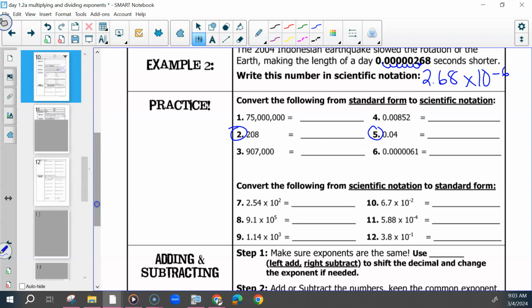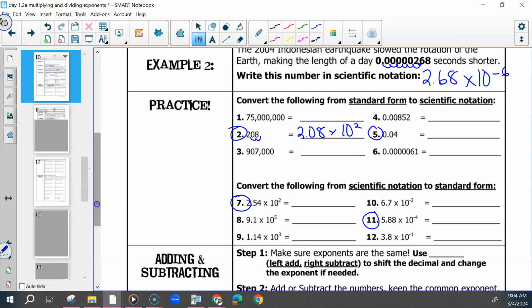And 7 and 7 and 11. So these numbers up here are in standard form. We want to convert them back to scientific notation, so we want it in this format. Think about the decimals behind. We're going to move it how many places? 2. So this would be 2.08 times 10 to the second power.